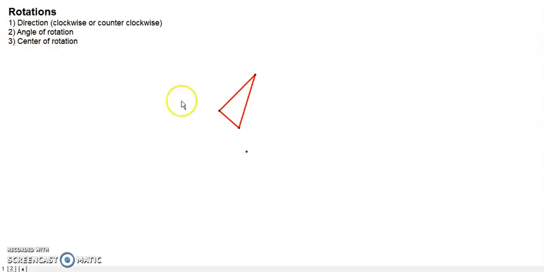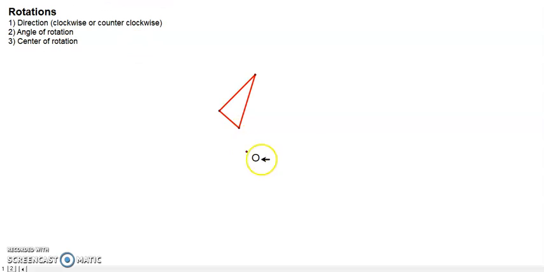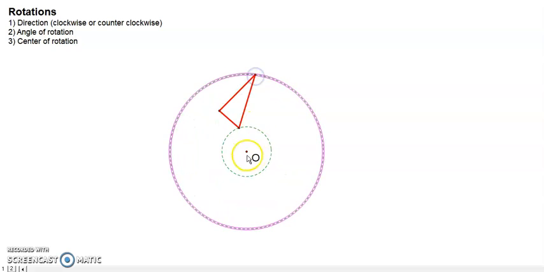So we have this point over here. Let's call that O, a capital O. That will be the center of rotation. I'm going to tell the computer, click on this point, mark center. That's going to be the center of rotation. And now each one of these vertices is going to move along a circle like this.